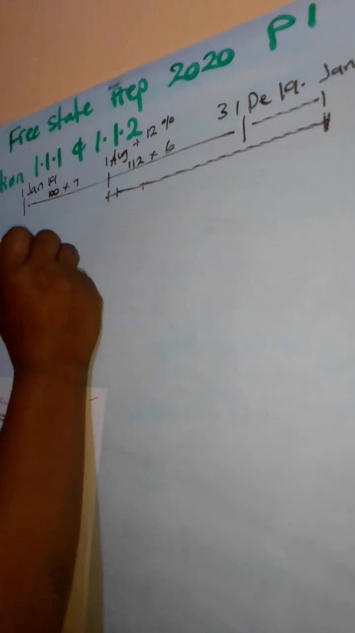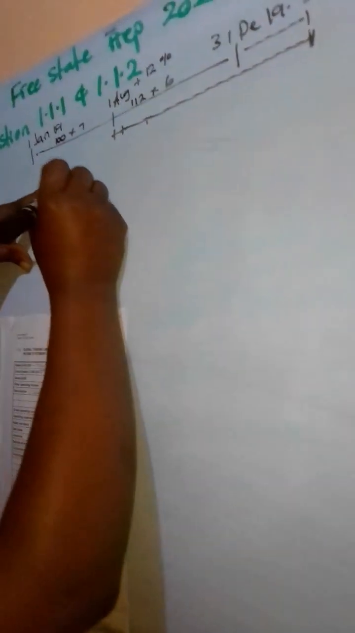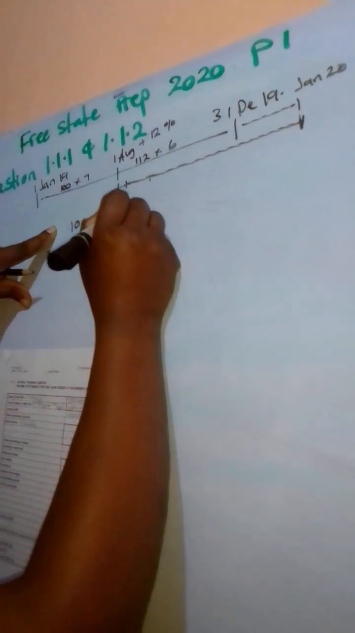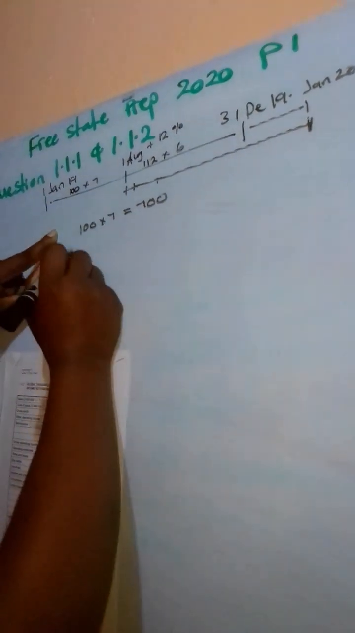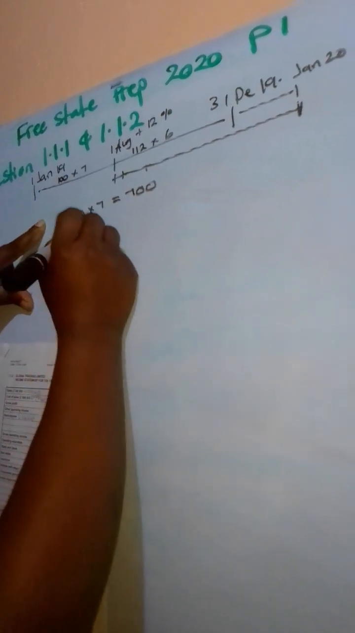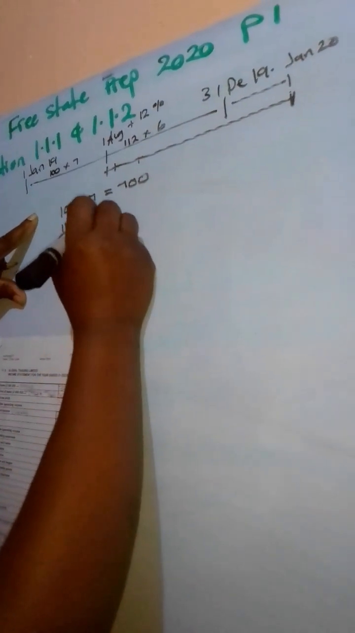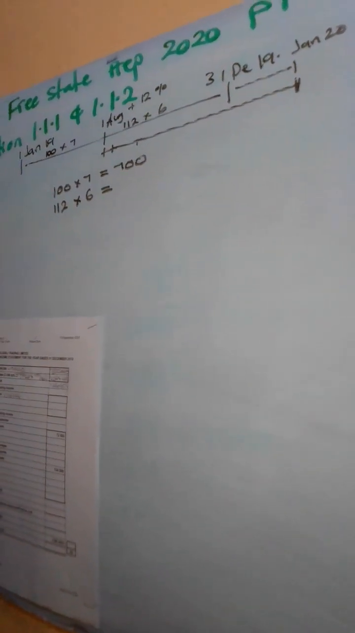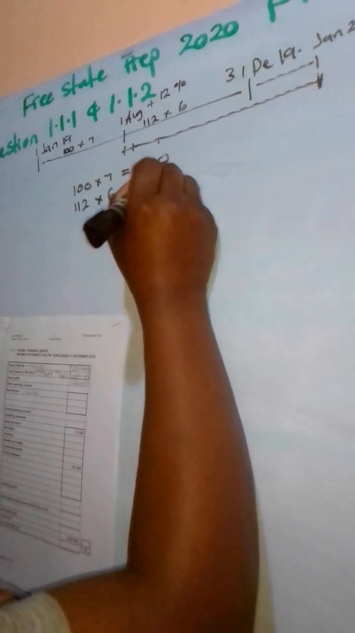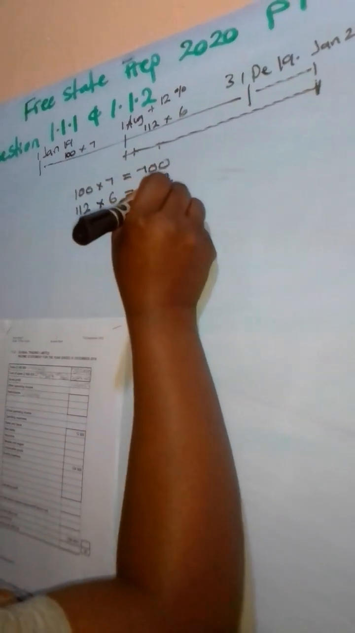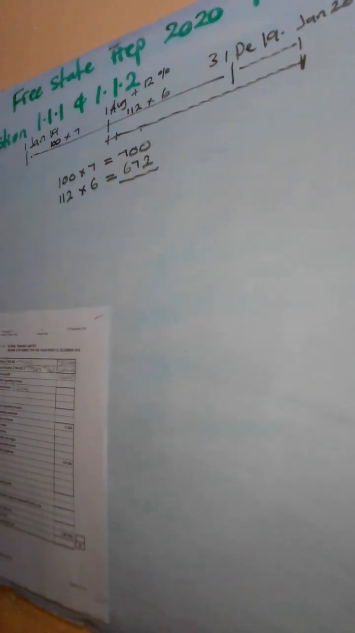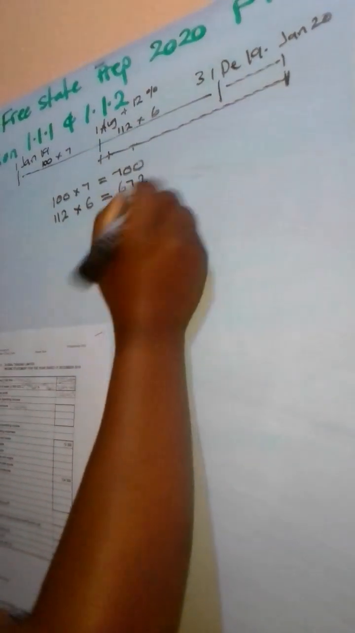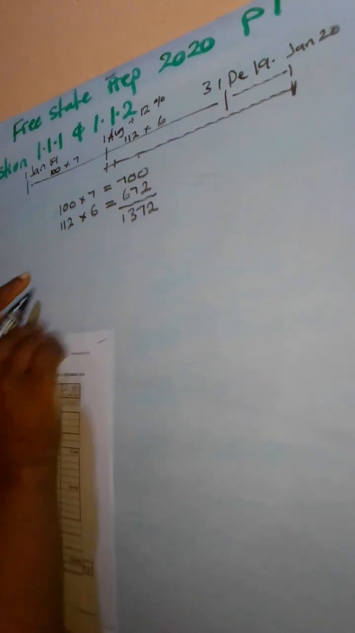Now the next step is to say 100, for before the increase, times the 7 months. It will give us 700. Are we still together? And then 112 times 6 months will give us 672. We add these amounts. It will give us 1,372.